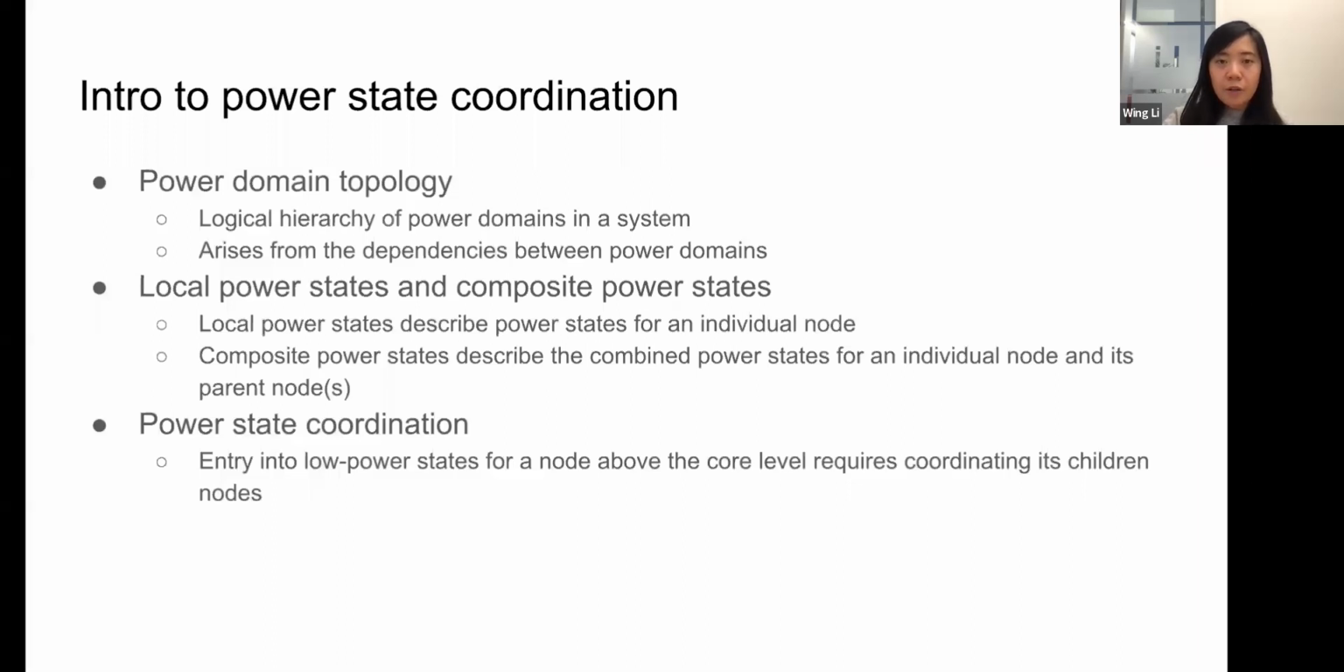So a power domain topology is the logical hierarchy that arises from the dependencies between different power domains in a system. Local power states are the power states that a particular power domain supports, and composite power states describe the combined power states of a power domain and its parents. So what we mean by power state coordination is the coordination of children power domains so that we can put a parent power domain into an idle state.